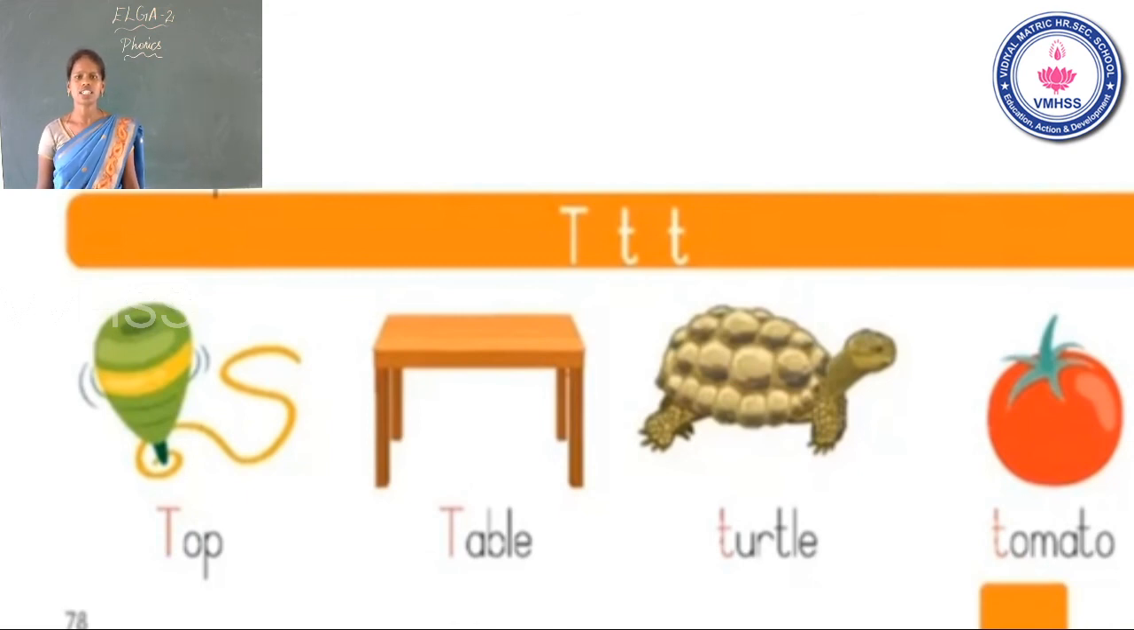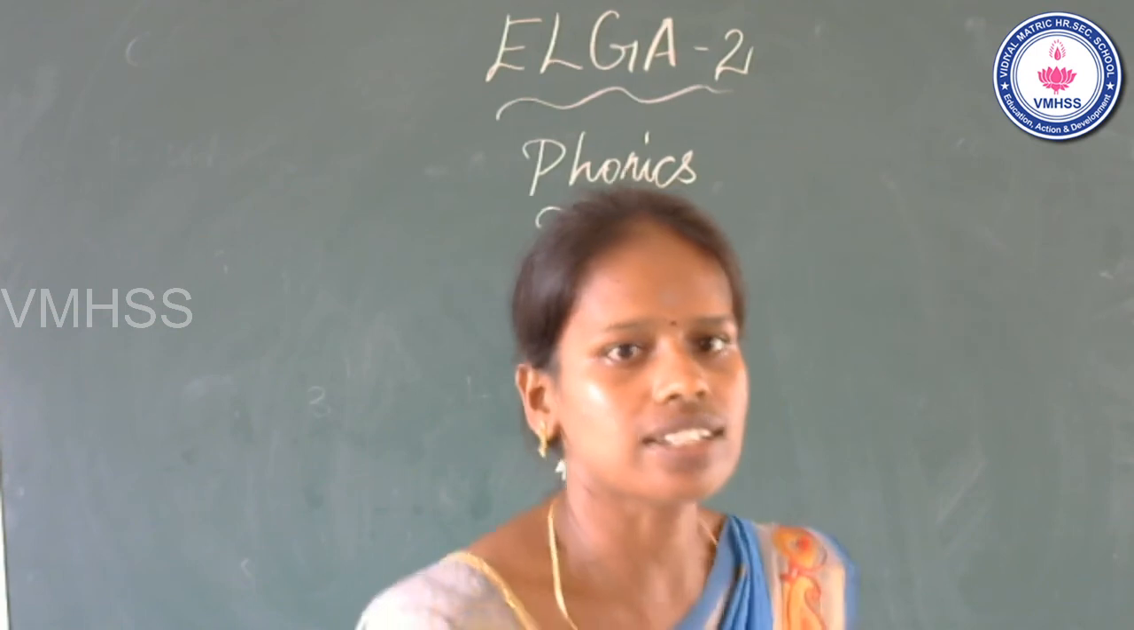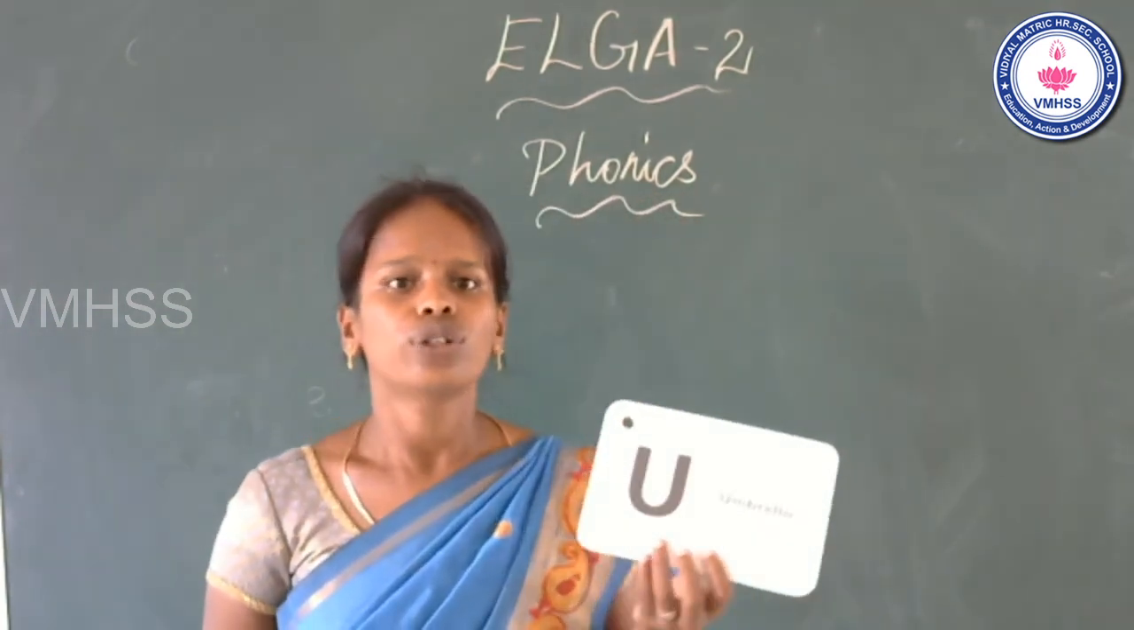The name of the letter T. The sound of the letter T. First one is top. Second one is table. Third one is turtle. Fourth one is tomato. It's clear? Now go to the next letter sound. What is the next letter, students? Yes, the next letter is U.